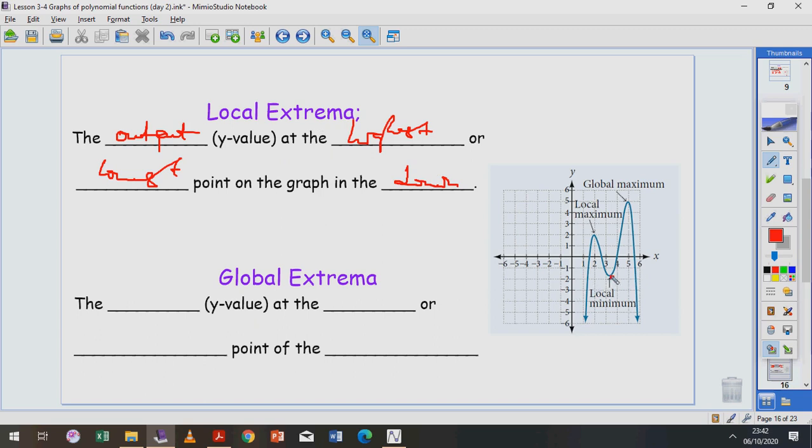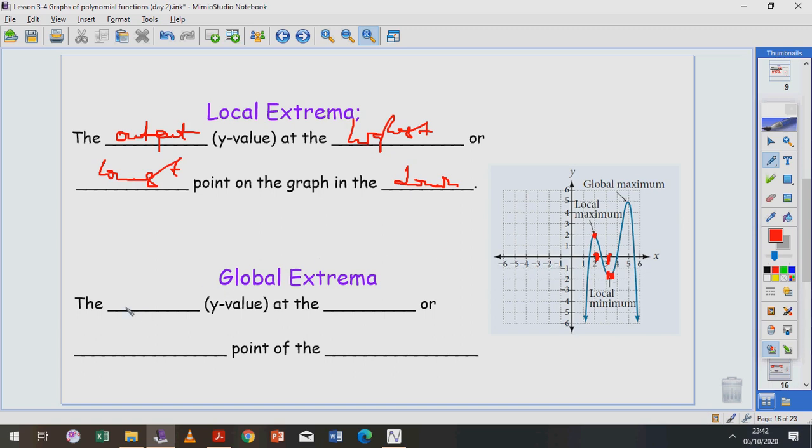The idea is that this point is going to be my local minimum, this point is going to be my local maximum, because it is the highest. This is the highest point around this x value 2, and this is the lowest point around the x value 3 point something. So that's going to be a local extrema.